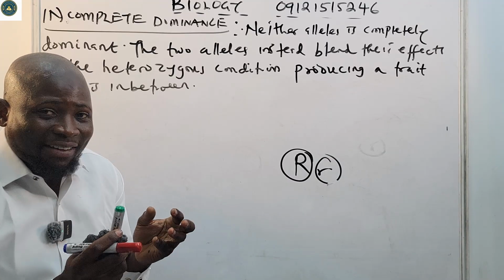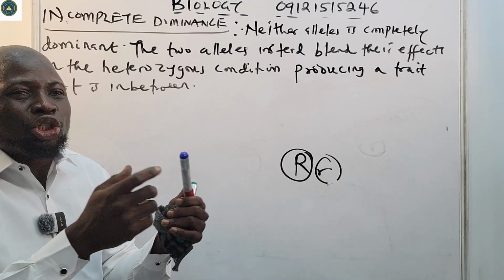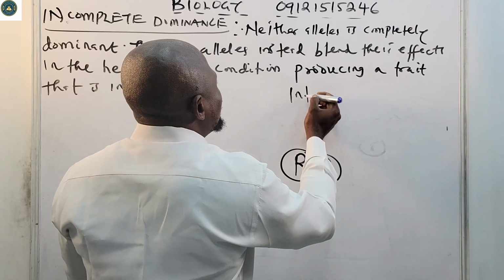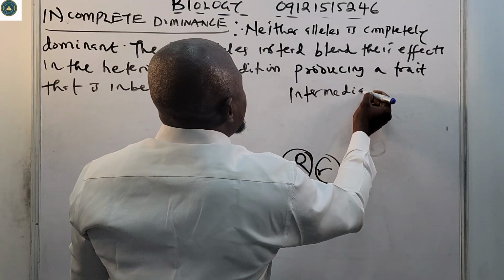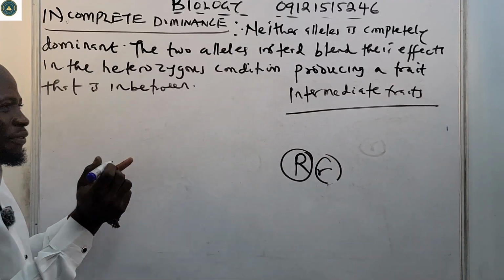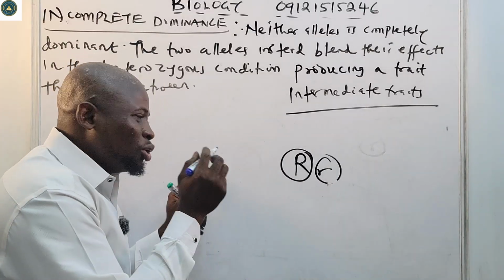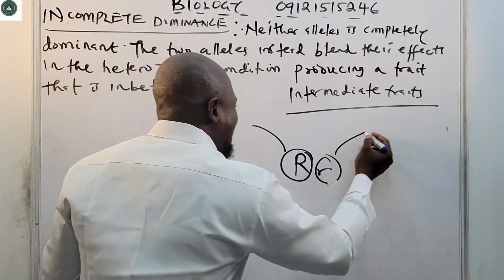Then what do you observe? The heterozygous offspring now shows an intermediate trait, that is different from both parents. So the trait that it will now show is not seen here, neither is it seen here.